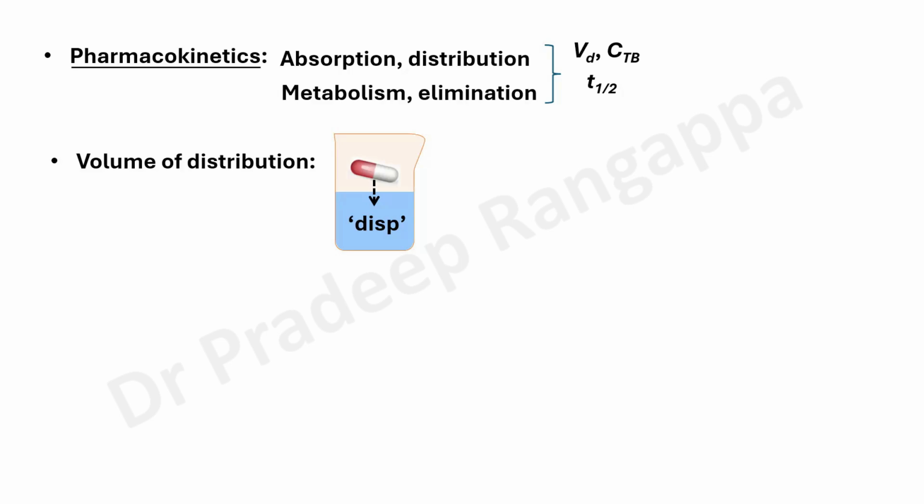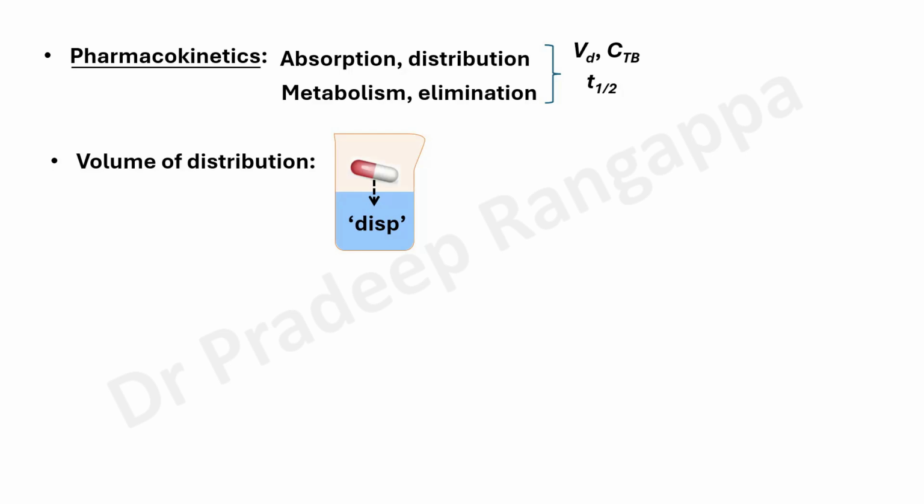So simplistically, volume of distribution is when the drug is administered into the body, it gets dispersed within the given volume in an individual. And that volume can be the blood volume, it can be the fluid volume, it can be the extracellular fluid volume. It gets dispersed. And the amount of volume that is there for the drugs to be dispersed is the volume of distribution.